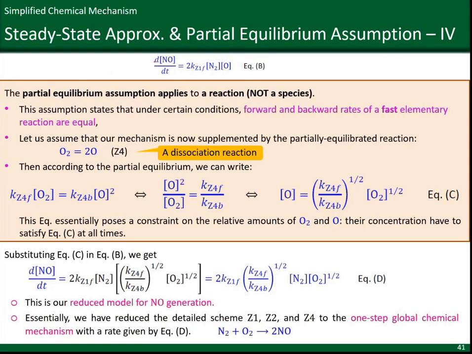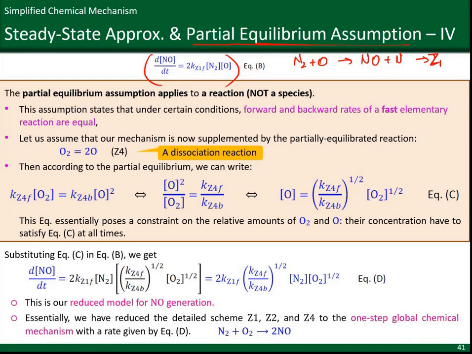So this is the equation we had, right? Equation B, rate of formation of NO is 2 times KZ1F times N2 times O. And what is Z1F? Well, Z1F corresponds to the first reaction, which basically says that N2 plus oxygen atom is equal to NO plus N, right? So this one was the reaction Z1. Now, when we are talking about this last approximation, this partial equilibrium approximation, it's important to understand its limitation and how it is applied.